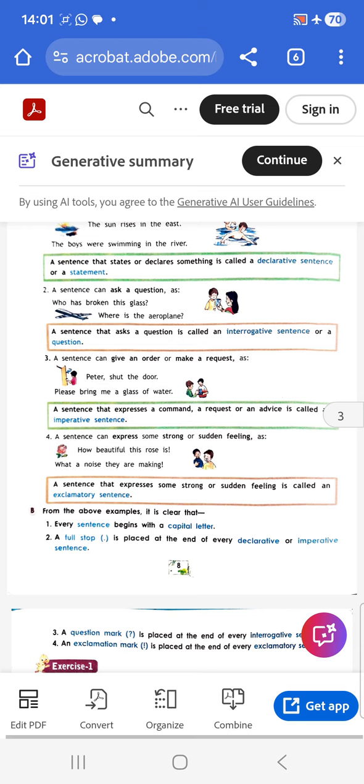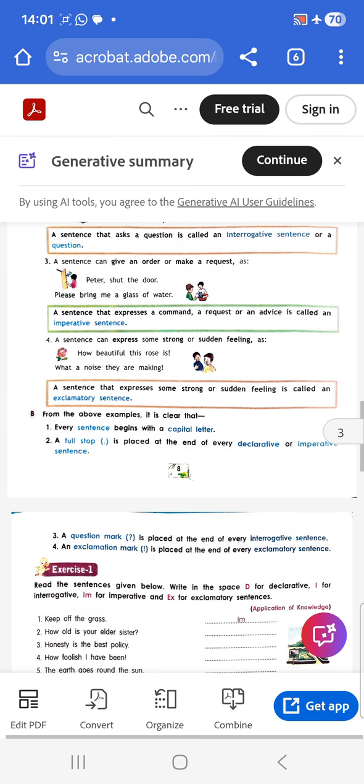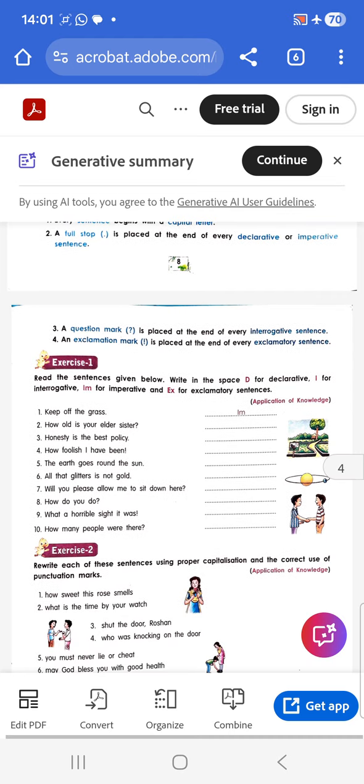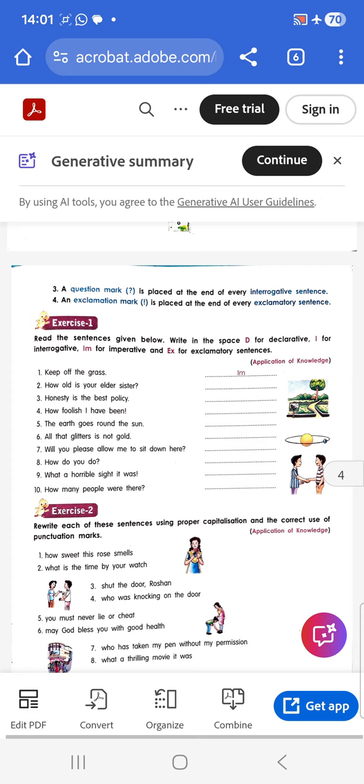So there are 4 kinds of sentences: declarative sentence, interrogative sentence, imperative sentence, and exclamatory sentence. Every sentence begins with a capital letter, but we use a full stop at the end of a declarative or imperative sentence. We use a question mark at the end of an interrogative sentence. We use an exclamation mark at the end of an exclamatory sentence. So exercise 1 is given here. Go through this exercise, practice it at your home, and if you are having any doubt, you may ask.